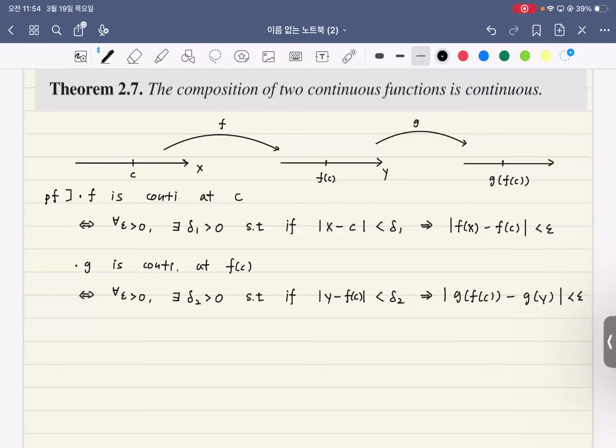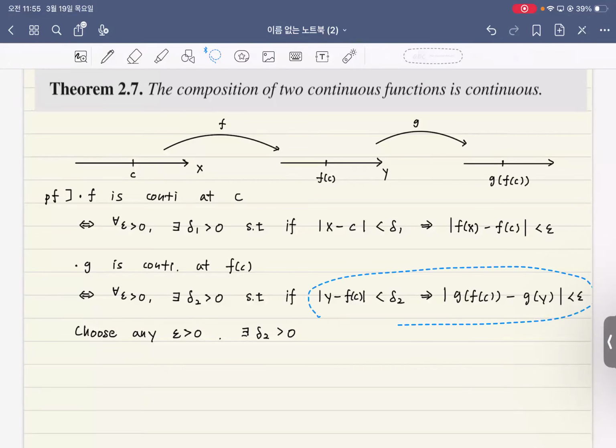Now, carefully combining these two, I want to prove that this composed function is continuous. All right, so choose any epsilon. For this given epsilon, since g is continuous at f of c, I can find a number delta 2 satisfying this.